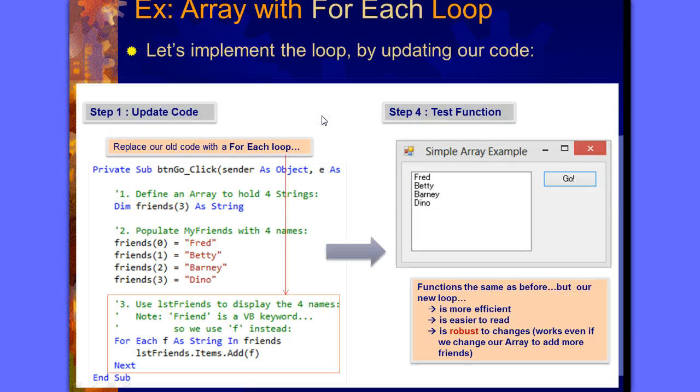Okay, and here's the example. So go ahead and do this, and make sure that it works. We already discussed how it works. Here it is: for each f in friends, list friends.items.add f, right? And it'll go through all of the elements of friends if you do this. Okay, so do that, and then we'll come to the next video.